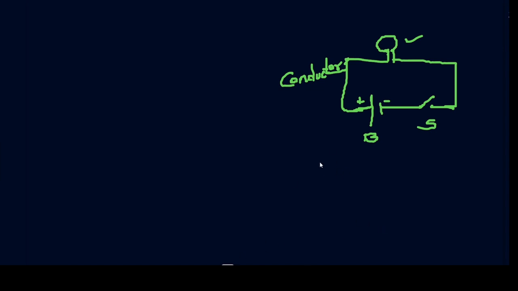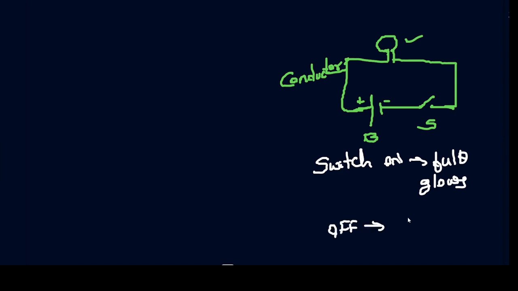Here you can consider that when the switch is on, the bulb glows. If it is in the off condition, then it won't glow, right? Now what's happening here? Why is it glowing when the circuit is closed and not when it is off? Simply, when the circuit is on, electric current is passing through it, or we can consider that some energy is passing through it. So that is why this bulb is glowing.